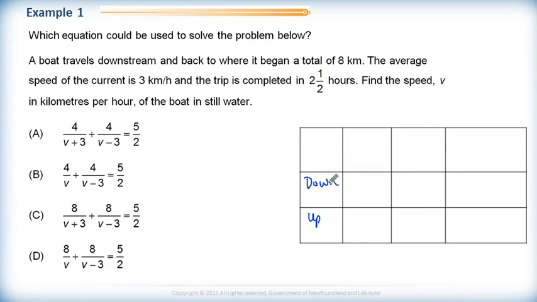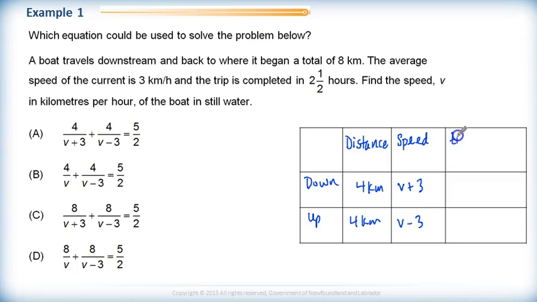So we have two parts of the trip, downstream and upstream. The distance going downstream: it's a total of 8 kilometers for the trip, both down and up, so it must be 4 for each one. 4 kilometers. The speed of the current is 3 kilometers per hour. The speed of the boat in still water is v, so when we're going down the river, the current is helping us. And when we're going upriver, the current is against us, so it's subtracting from the speed.